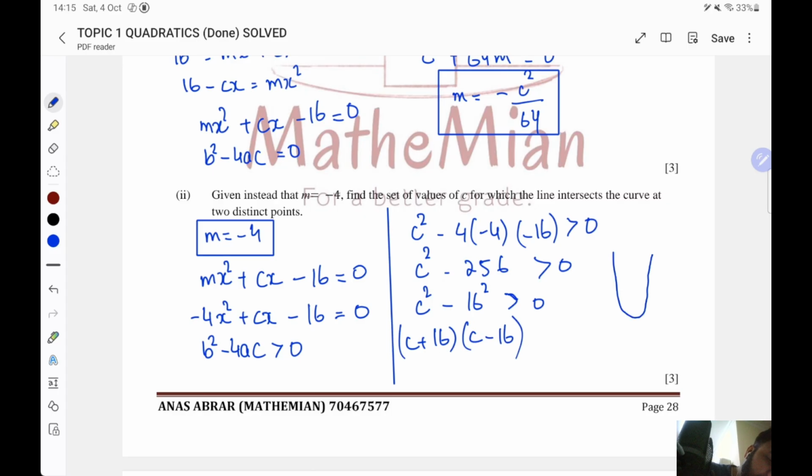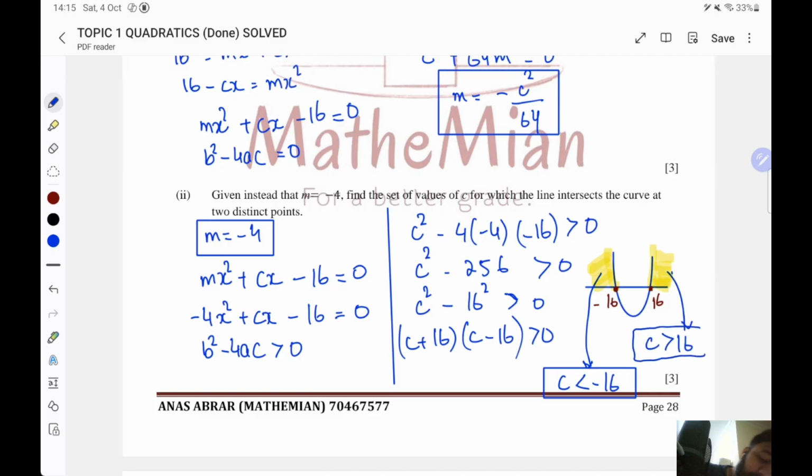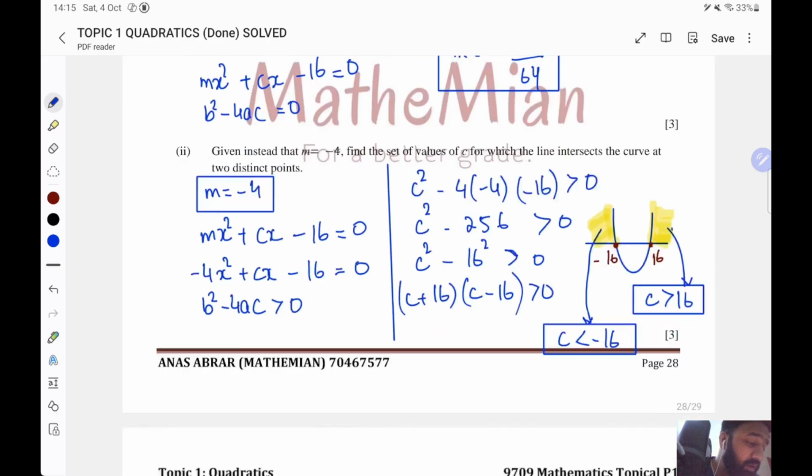If I sketch the graph, it's going to look like this. The two critical values are going to be minus 16 and plus 16. The graph says greater than 0, so it means the region above the x-axis. So above the x-axis, there are going to be two inequalities, c to be less than minus 16, and the other one will be c to be greater than plus 16. Let's move forward to the next question.